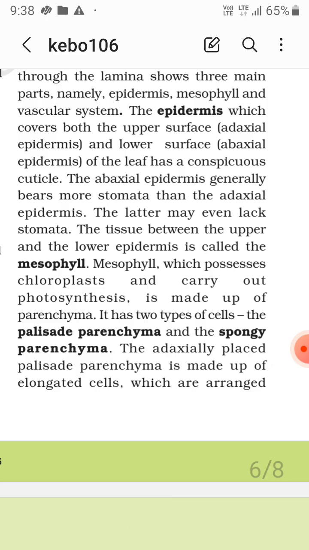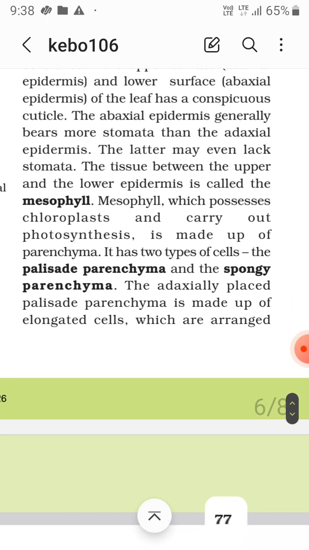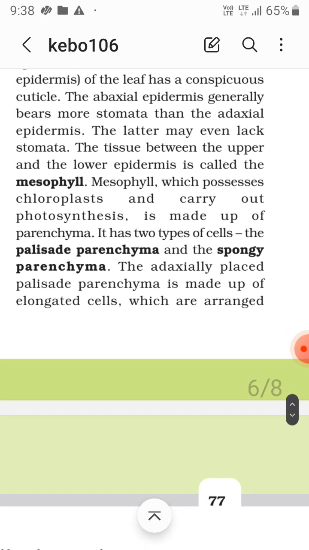The tissue between the upper and the lower epidermis is called the mesophyll. As we are talking about the ground tissue system, the mesophyll, which possesses chloroplasts and carries out photosynthesis, is made up of parenchyma, right? It has two types of cells, the palisade parenchyma and the spongy parenchyma.